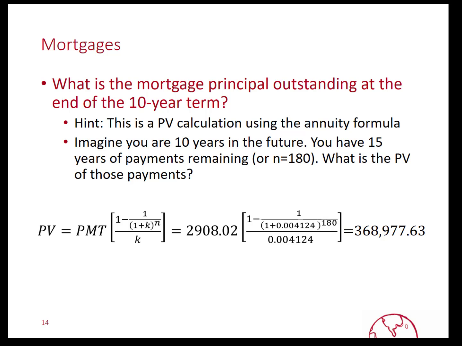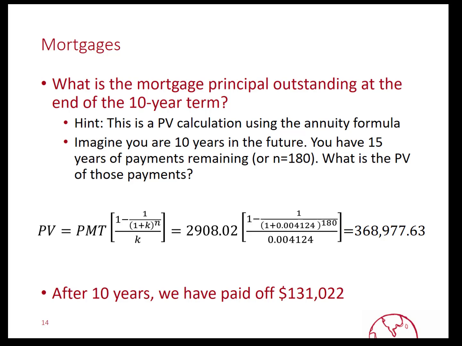So what's the present value? Well, we know what our payment is going to be. It's $2,908 for each period. We know what our effective monthly interest rate is. It's 0.4124%. And we simply have to plug in the new number of periods remaining, 180, and we find out that our mortgage at the end of 10 years is $368,977. So what that means is that you have paid off $131,000 over the first 10 years of this mortgage.